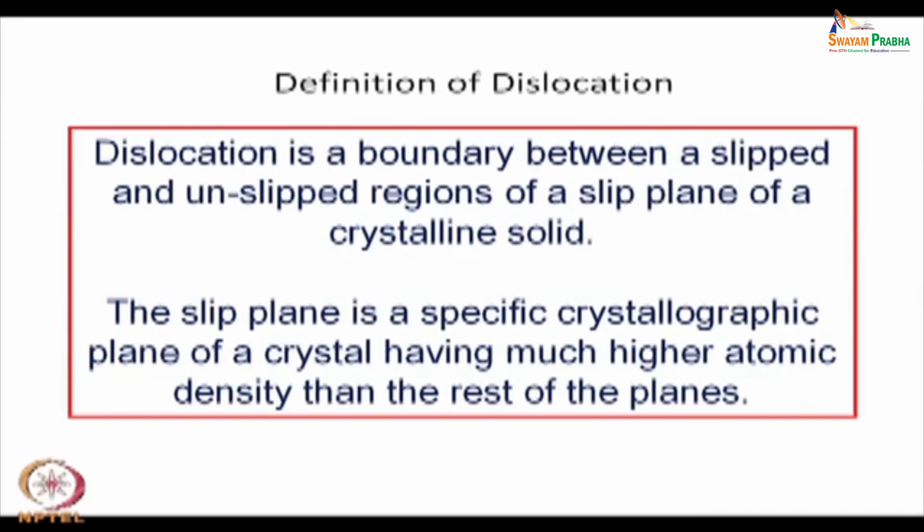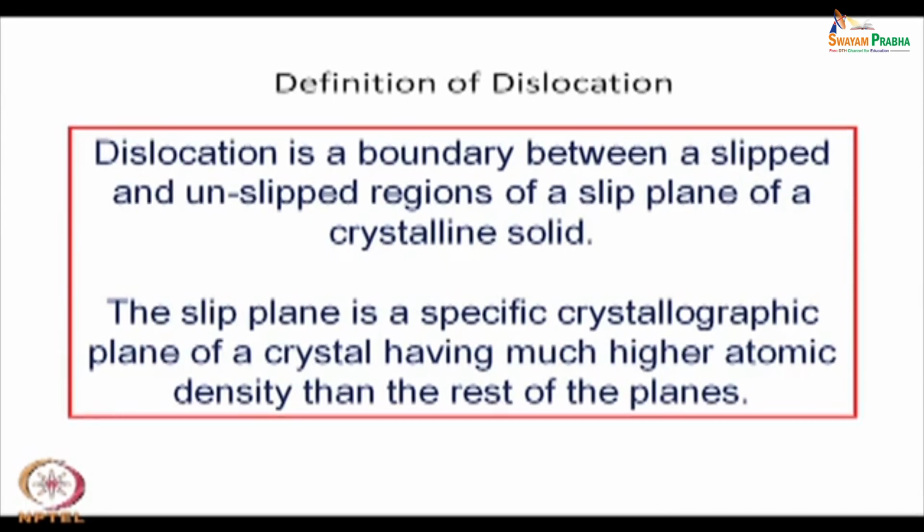So, there will be a boundary, and because it is on a plane, what we call the slip plane, the boundary becomes a line. It is an intersection of two different intersecting planes, and that becomes a line, and that is why dislocation is basically a line. The slip plane is a specific crystallographic plane of a crystal having much higher atomic density than the rest of the planes.